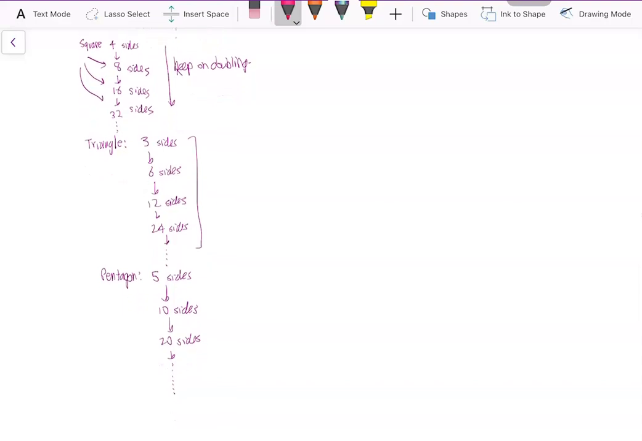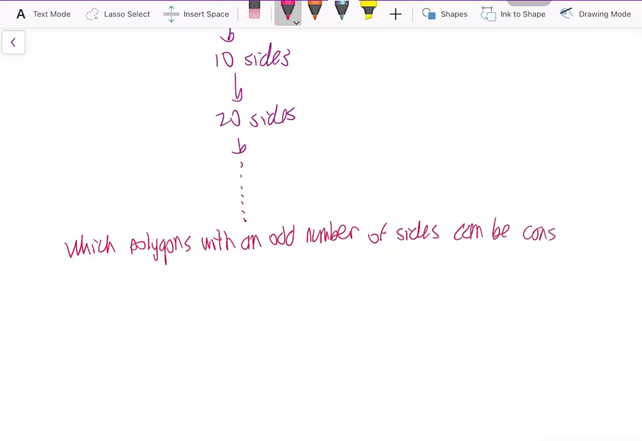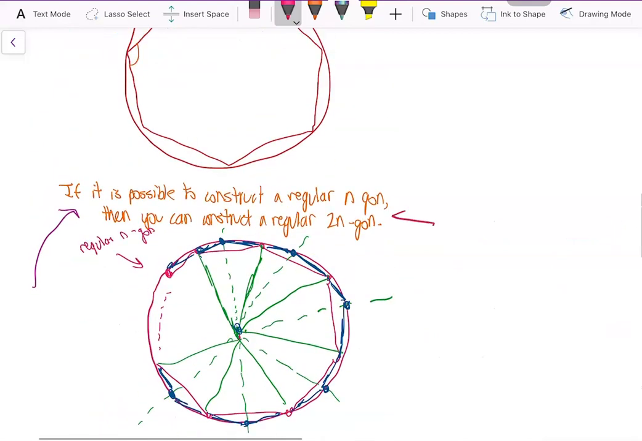So now what we could try to do is find all the polygons with an odd number of sides which can be constructed. So which regular polygons with an odd number of sides can be constructed? And what we can see is if we can find a regular polygon with an odd number of sides that can be constructed, then we can keep on doubling the number of sides using what we've shown earlier.